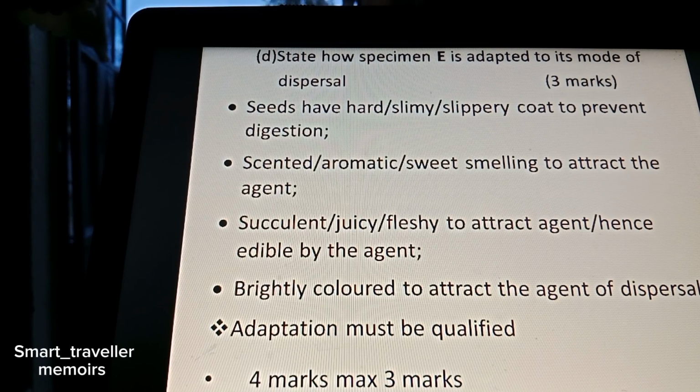Adaptation must be qualified. That is, if you say succulent, you have to say to attract the agent. You cannot just say succulent as the adaptation for dispersal and then omit attract. Okay? Hard coat to prevent digestion. So you have to say to prevent digestion. You cannot just say hard coat. Fine.